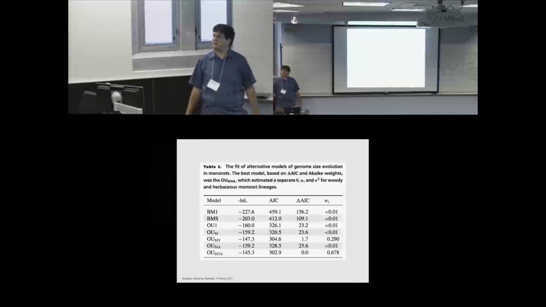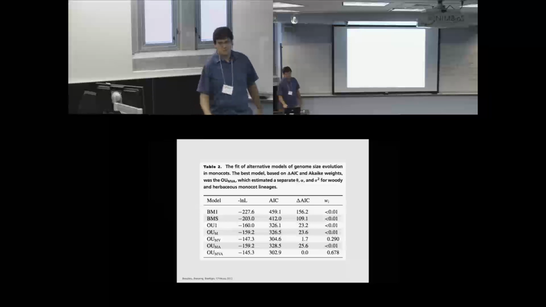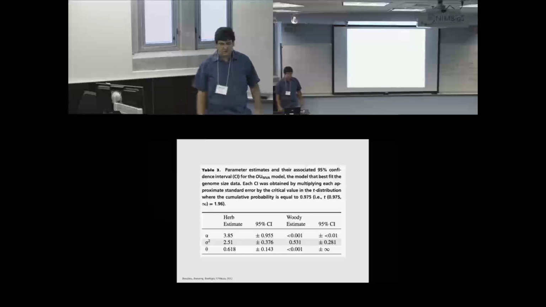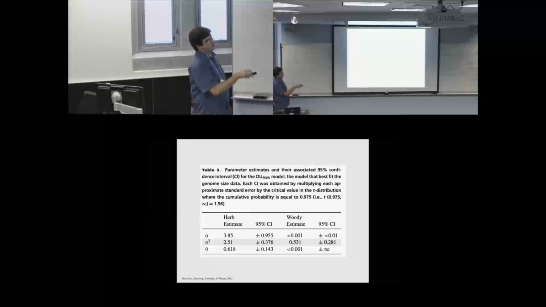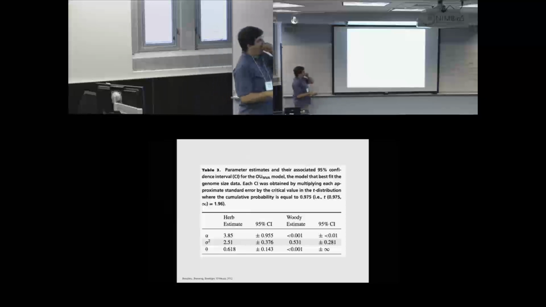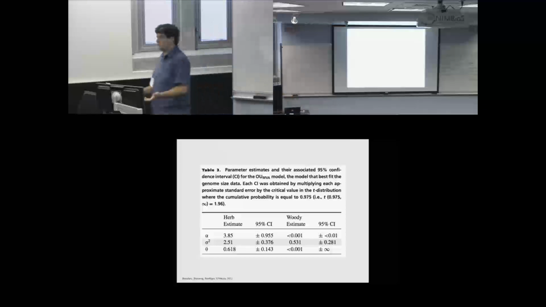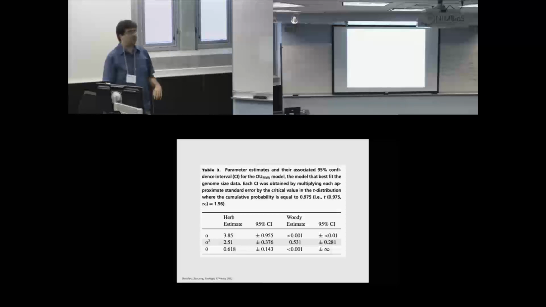Other questions? Okay. So here are parameter estimates, right? So here we just didn't do the average, we just did the best model, okay? And here's our estimates for alpha for herbaceous plants and for woody plants, sigma, and theta, right? So what do you notice about this? So look at this for a second and see if something seems off here. And look at the CI as well.